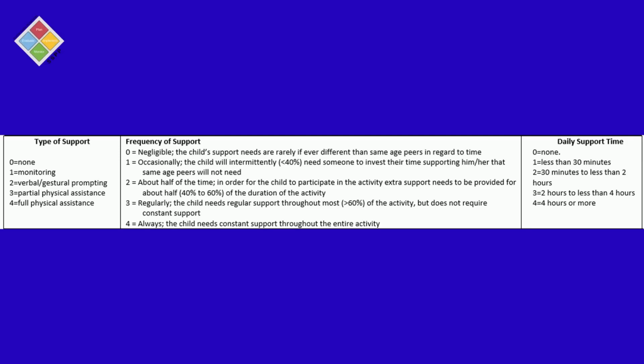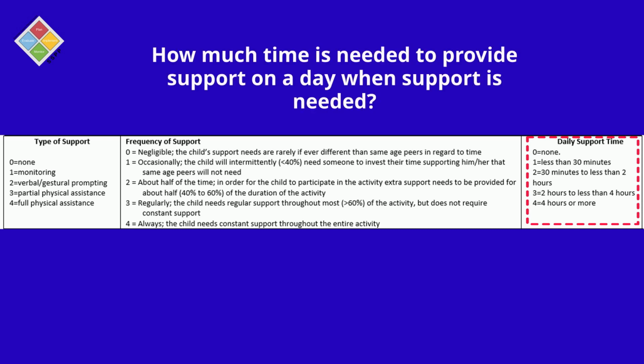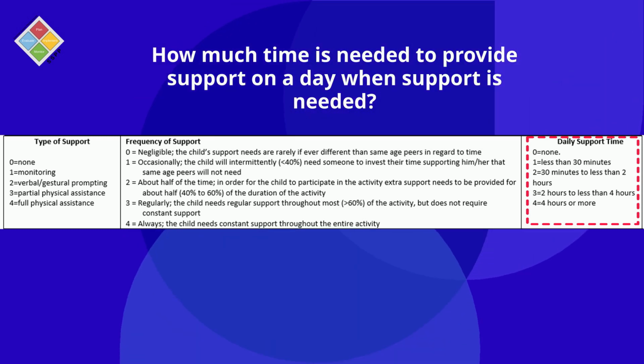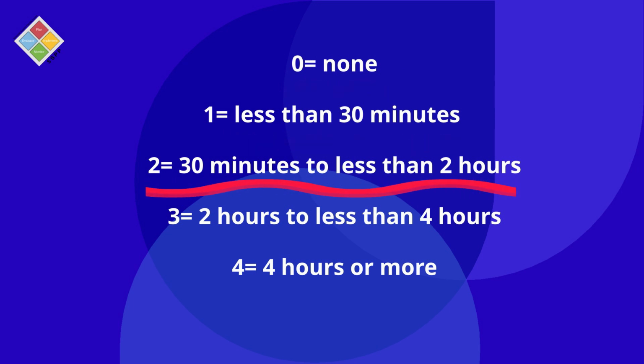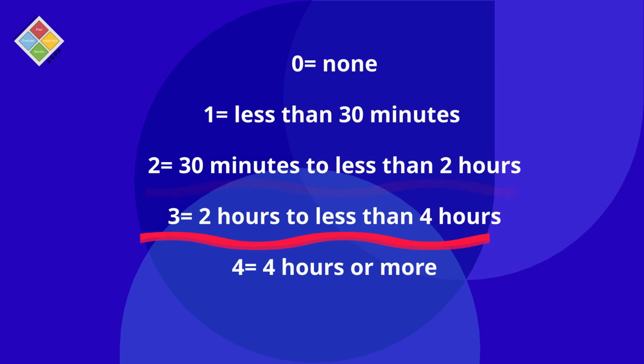The final dimension is daily support time. The question to answer here is, how much time is needed to provide support on a day when support is needed? So this refers to cumulative time across an entire day. Once again, extraordinary supports refer to the types of assistance that most typically functioning children of the same age would not need, and it is important to keep this focus in mind. The rating options are 0, none; 1, less than 30 minutes; 2, 30 minutes to less than 2 hours; 3, 2 hours to less than 4 hours; and 4, 4 hours or more.